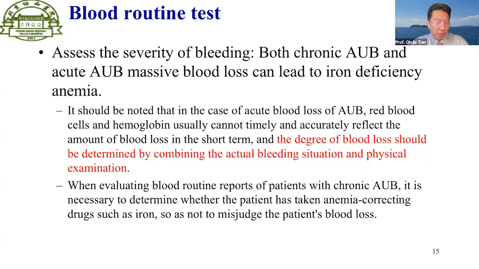So when reviewing routine blood test reports in patients with chronic AUB, it is crucial to ascertain whether the individual has been taking anemia-correcting medications like iron, to avoid misjudging the extent of blood loss.